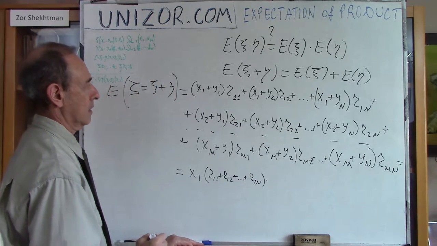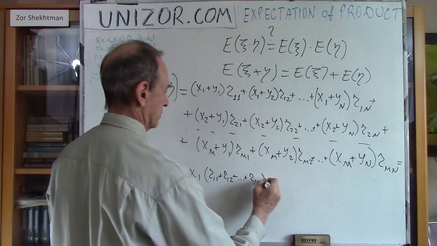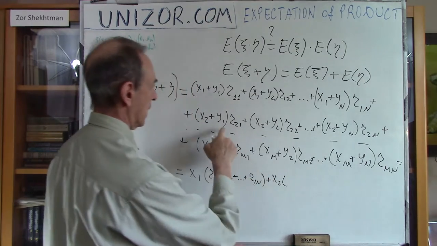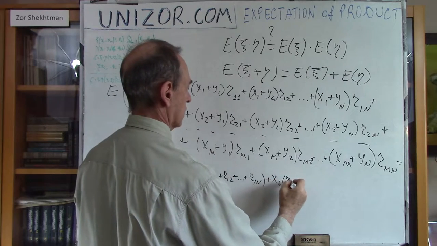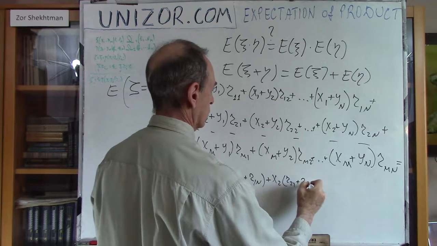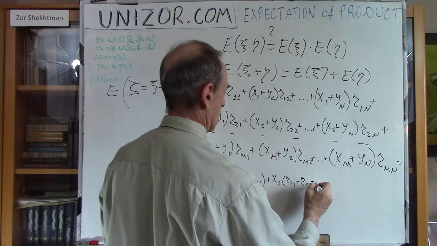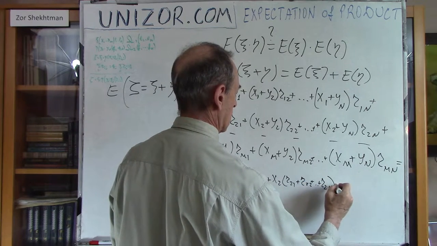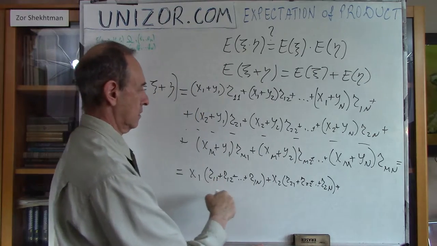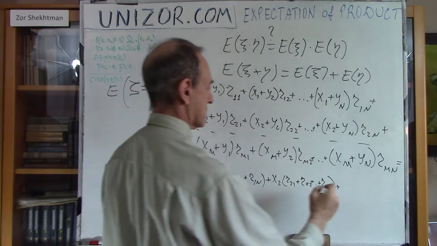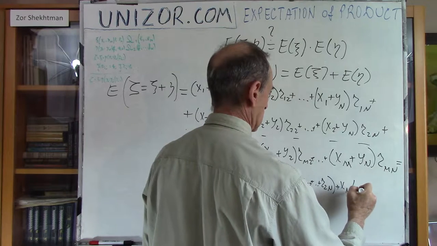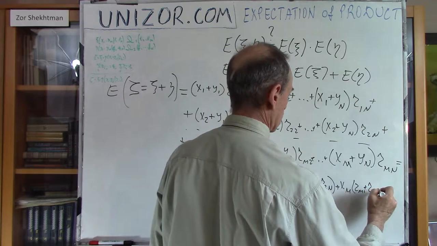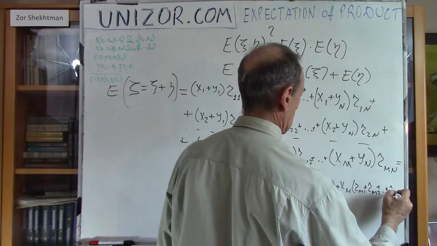Okay? Then x2 from here times r21, r22, plus r2n, etc. up to xm, m1, m2, mn.